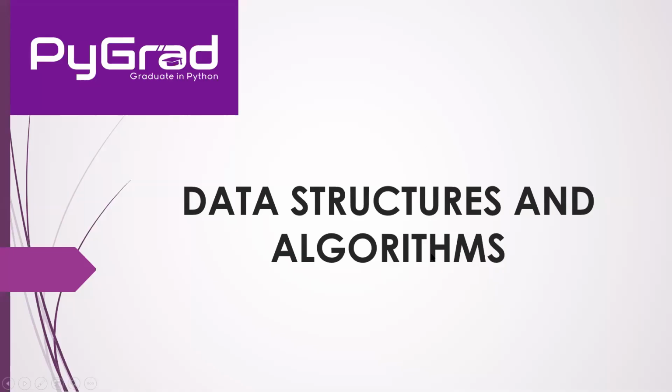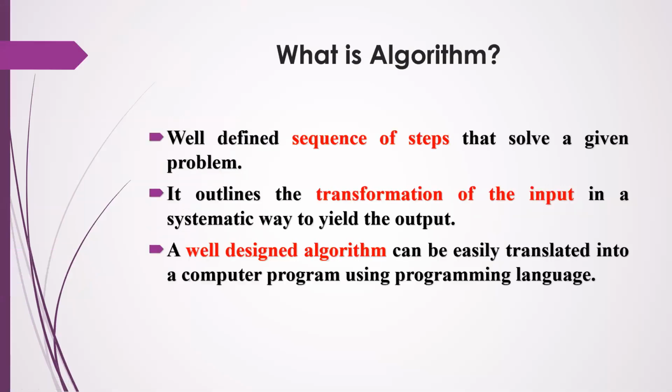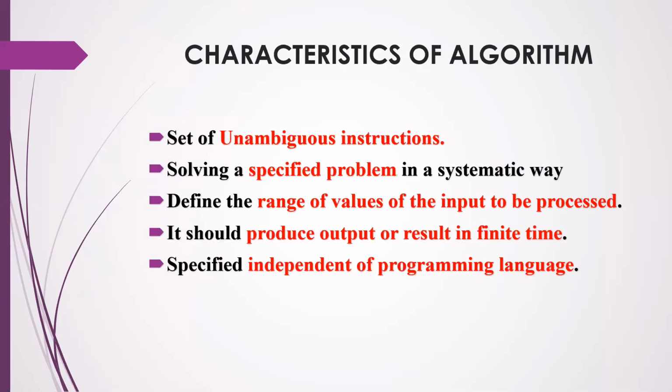Okay, let me have a recap of the previous class. That is, we saw what is an algorithm. It's a well-defined sequence of steps, and a well-designed algorithm will be easily translated into a computer program. And it has 5 characteristics.